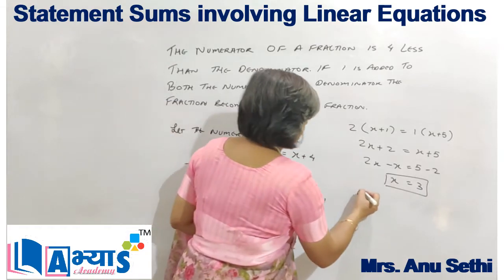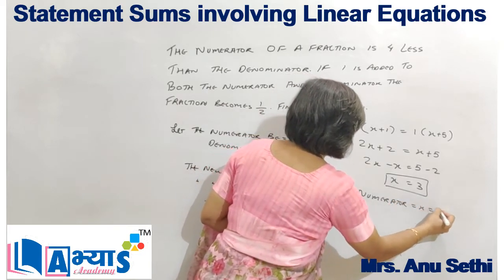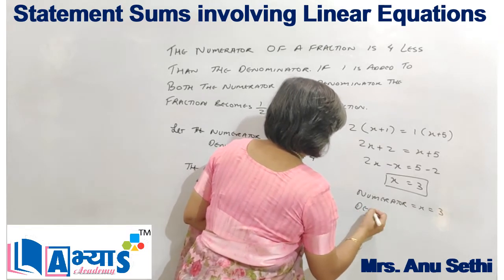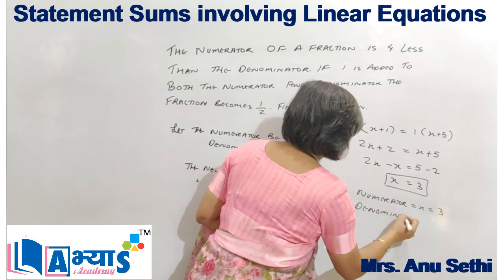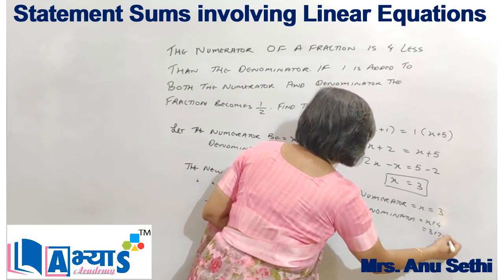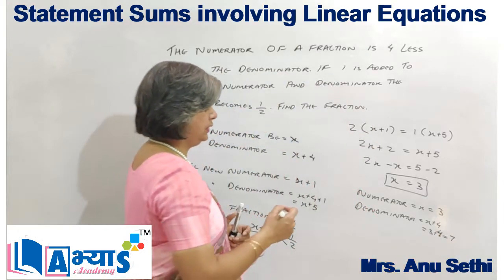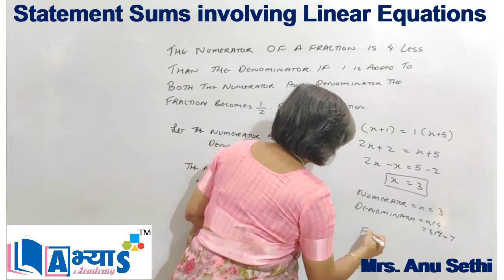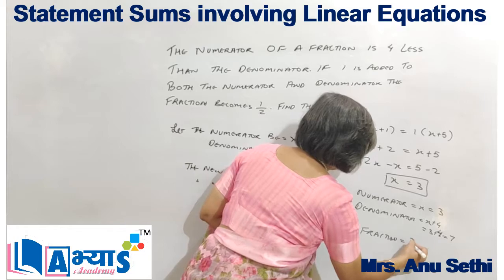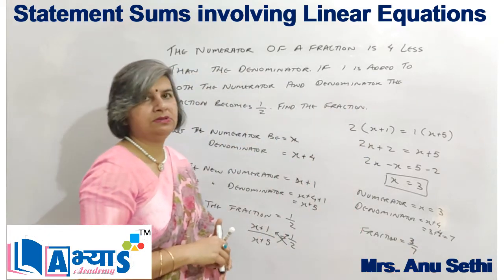Now the numerator will be, as the numerator is equal to x, so it is 3, and the denominator is equal to x plus 4, that is 3 plus 4, which is equal to 7. So the numerator is 3 and the denominator is 7, so the fraction is 3 by 7. So this is how we can solve the equation and the answer is 3 by 7.